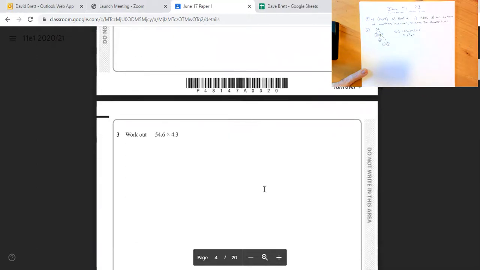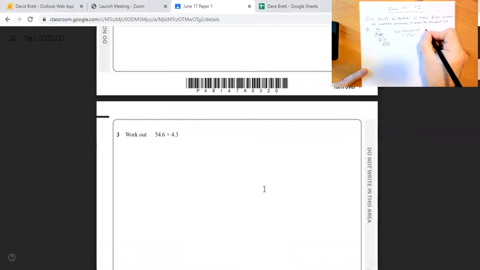Work out 54.6 multiplied by 4.3. 3 times 6 is 18, carry 1. 12 plus your 1 is 13, carry 1. 15, 16, carry 1. 0 because this is 10 times bigger. 24, carry 2. 16, 18, carry 1. 20. So 8, 7, 4, 3, 2. 2 decimal places in the question, so 2 in the answer. 234.78.